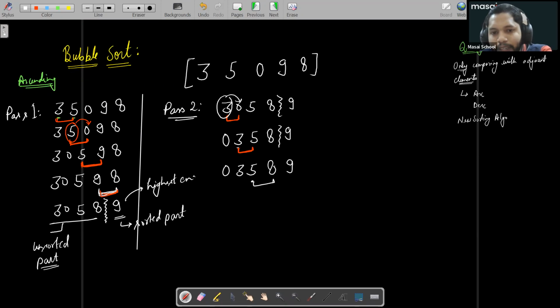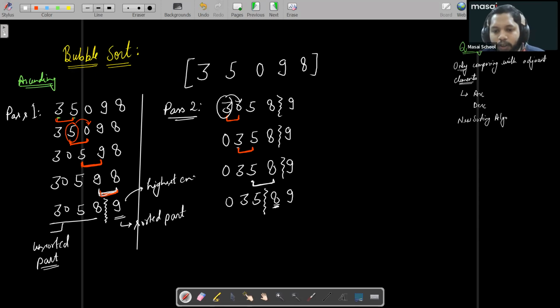Again, guys, 5 and 8. Is 5 greater than 8? No. Do I need to swap it? No. I will simply move forward. Now 0, 3, 5, 8, 9. Can you guys see my second highest element also found its correct position?